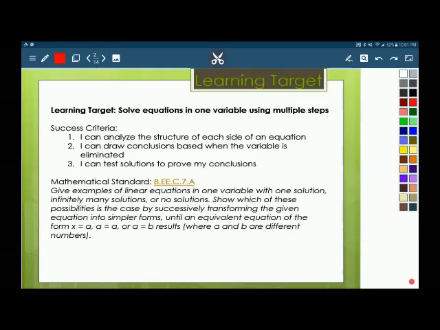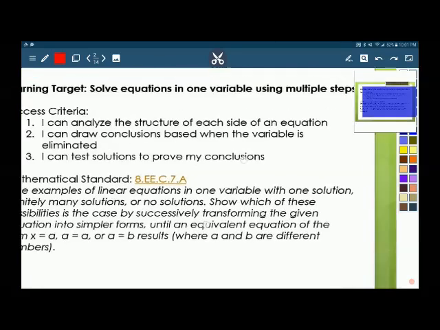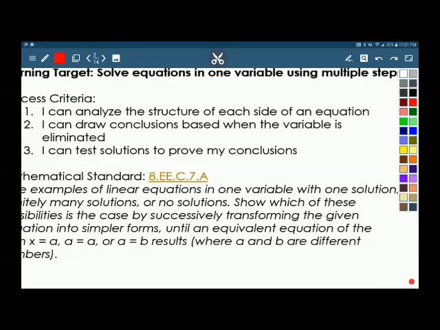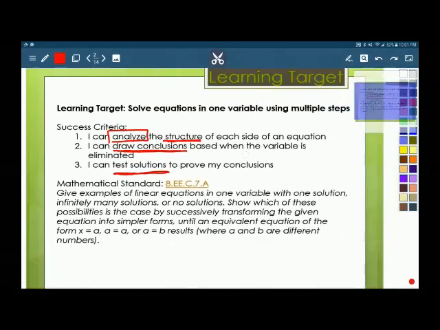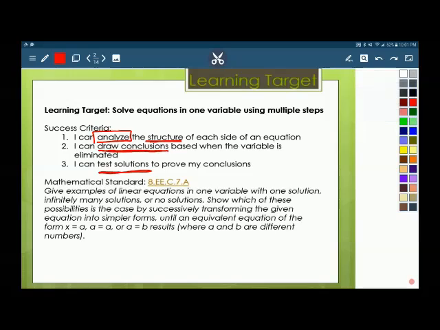We're going to solve equations in one variable using multiple steps, just like we have been throughout the last couple weeks. But our success criteria today is that we're going to do a little analyzation. We're going to analyze the structure of each side of an equation, looking for how an equation looks. That's going to help us draw conclusions. Our second success criteria is to draw a conclusion based on what we see when a variable is eliminated. And then we're also going to test solutions to prove any conclusions, to see why we could possibly have one, none, or infinitely many solutions.